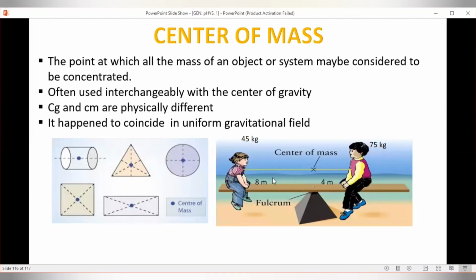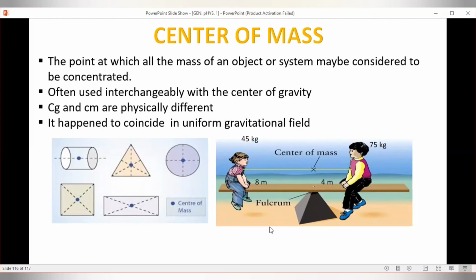So for instance, the sweet moments of the two persons here playing on a seesaw. Let us assume that the girl here is 45 kilograms and her distance from the fulcrum is 8 meters. However, the boy here is 75 kilograms and his distance from the fulcrum is 4 meters. And therefore, they are balanced on the seesaw.